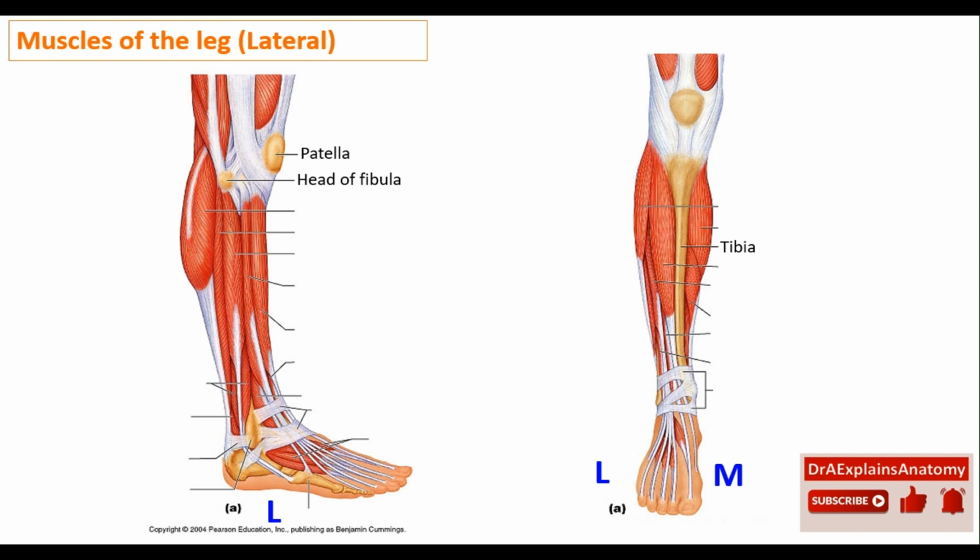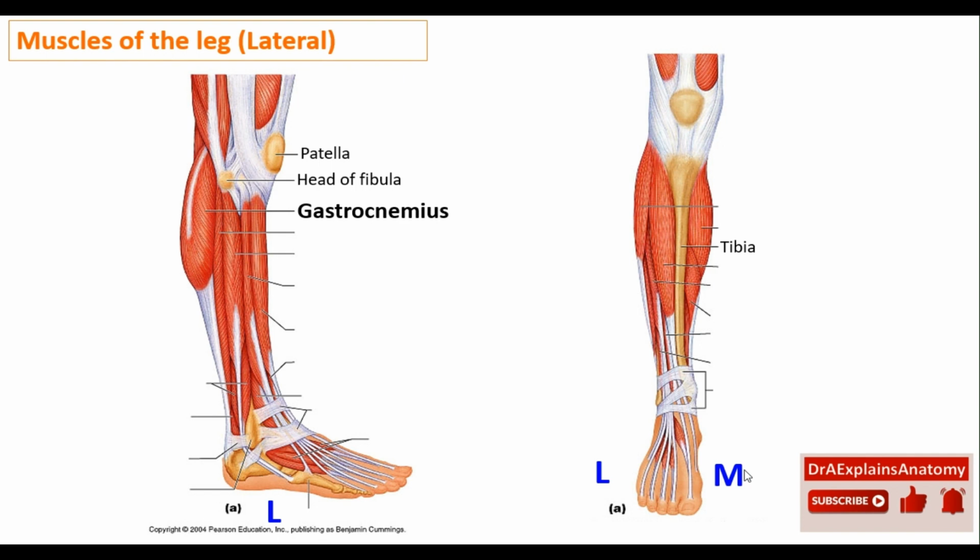Moving to the muscles of the leg. Starting with the lateral aspect, let's first identify the bones. This right here is the patella. We can see the head of the fibula. As we mentioned in the previous videos, fibula, LA, is the lateral bone in the leg. So this is the lateral aspect. This right here is the tibia, which is the medial bone in the leg.